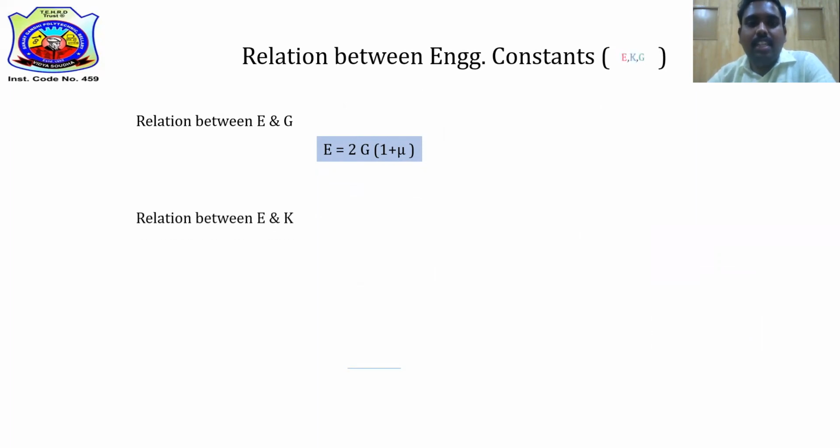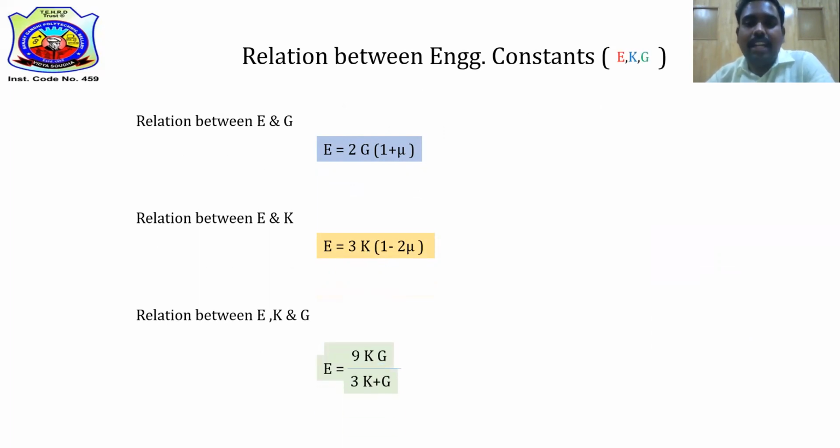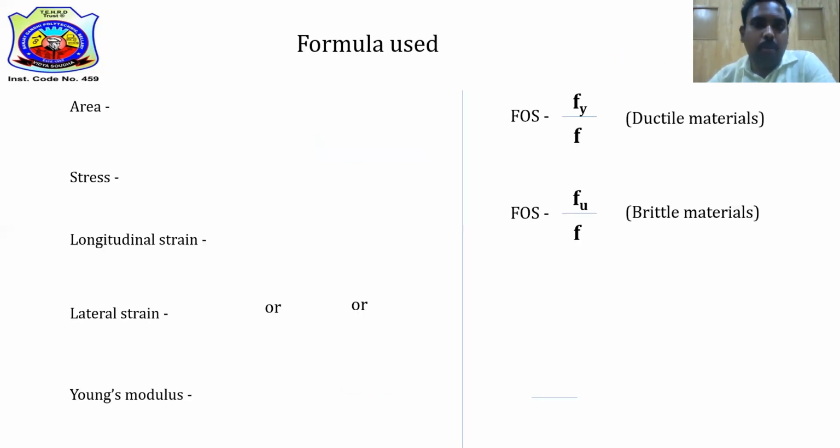The next relation is between Young's modulus and bulk modulus. The formula is E equals 3K into 1 minus 2 mu, where E is Young's modulus, K is bulk modulus, and mu is Poisson's ratio. Then the relationship between E, K, G, the relation between three constants, is written as E equals 9KG divided by 3K plus G, where E is Young's modulus, K is bulk modulus, G is modulus of rigidity. Very simple. These three formulas are very, very important while solving the problems.